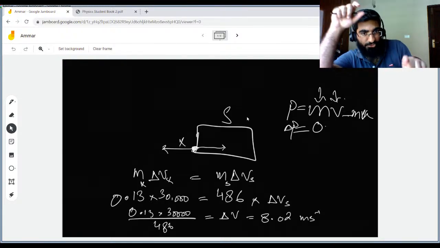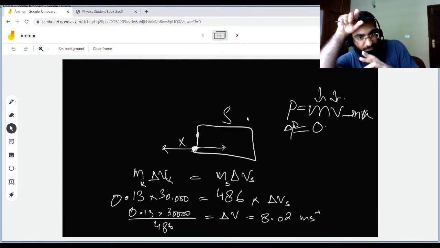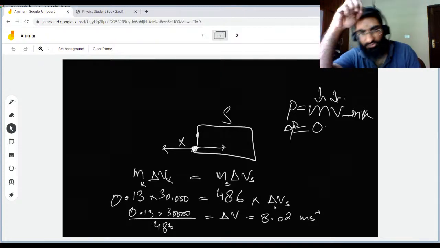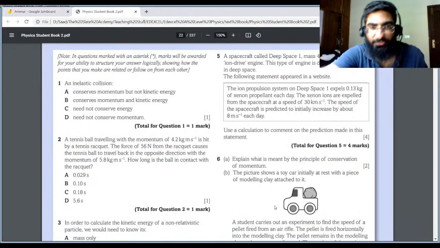The change of momentum for this object is its mass multiplied by the change in its velocity. It would be equal to the mass times the change in velocity of the other object, and then we just put in the values. Mass of xenon, the amount of kgs the spacecraft loses in one day, multiplied by the velocity with which it is released, is equal to the mass of the spacecraft times the velocity it will gain. Then you solve for it and you'll get v is equal to 8.02 meters per second.